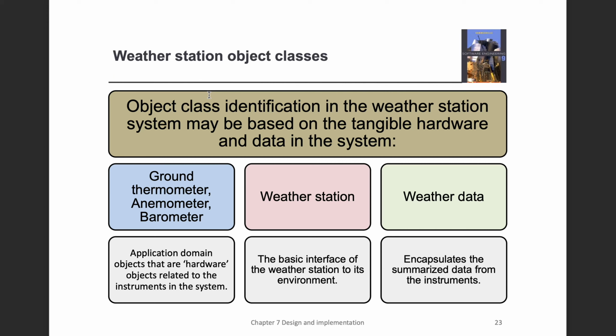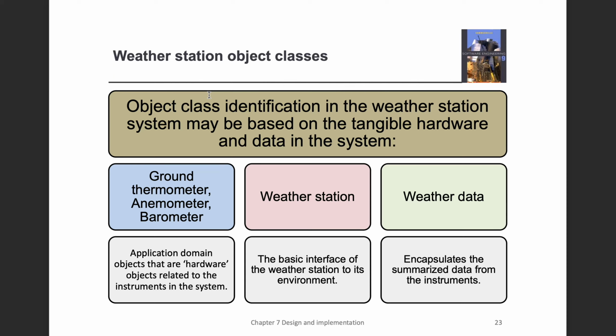So this is the weather station itself. The devices are there, the weather station itself, and then the data is the encapsulated summarized data from the instrument. So what it means is that the weather station is serving as the basic interface of the weather station to its environment. The devices are there, and the weather station is serving as an interface, doing all the collection of that weather information and doing all the summary thereof. And the weather data is the data that is received from the devices and processed.